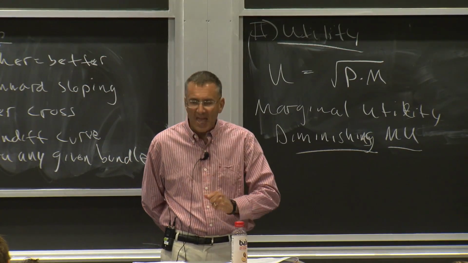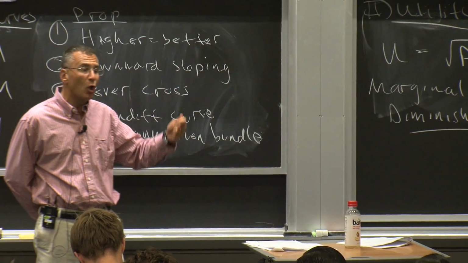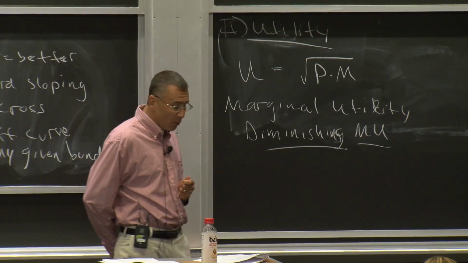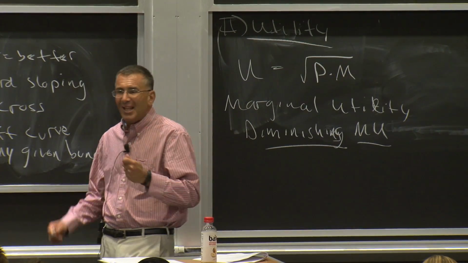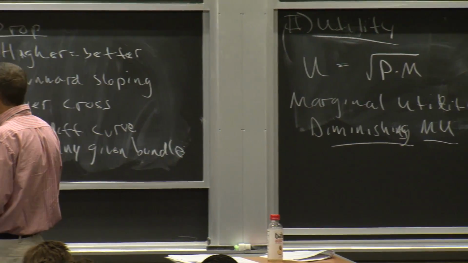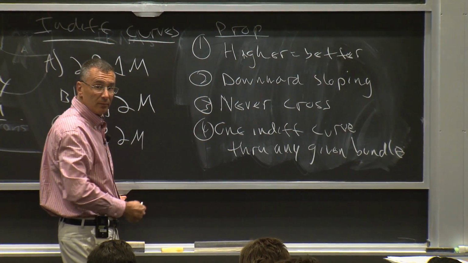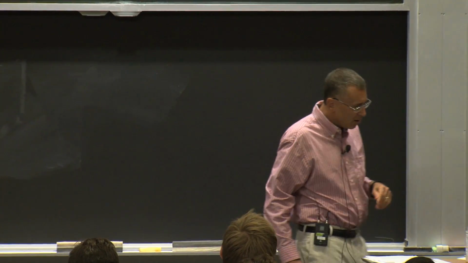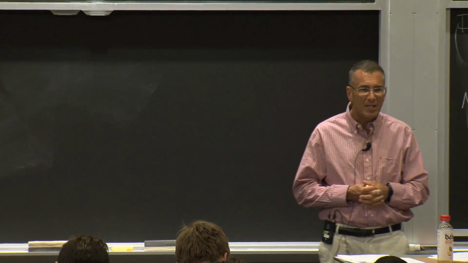Now, armed with that, we can go and talk about what determines the slope and shape of indifference curves. Okay? Now, let's think intuitively. Let's think intuitively about what the slope and shape of an indifference curve means.